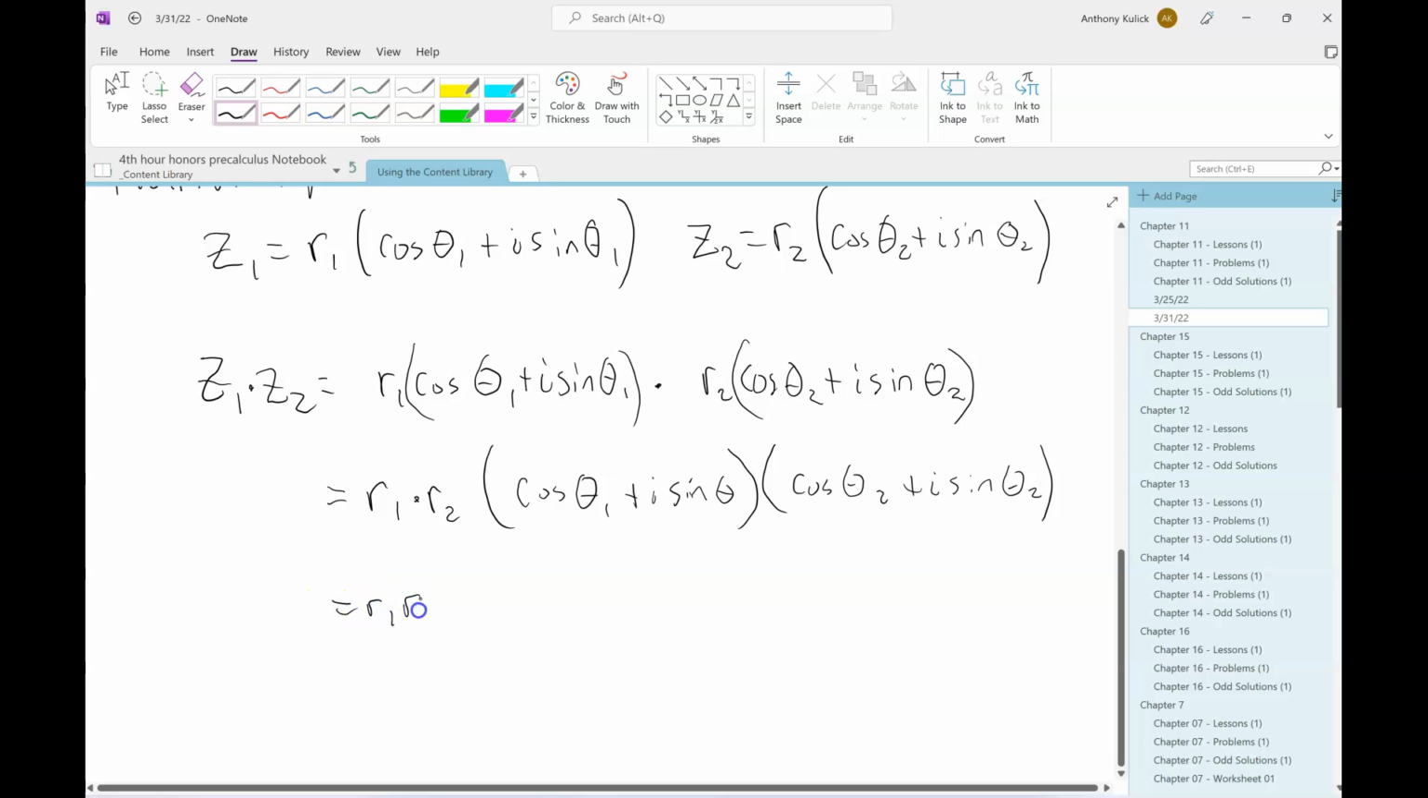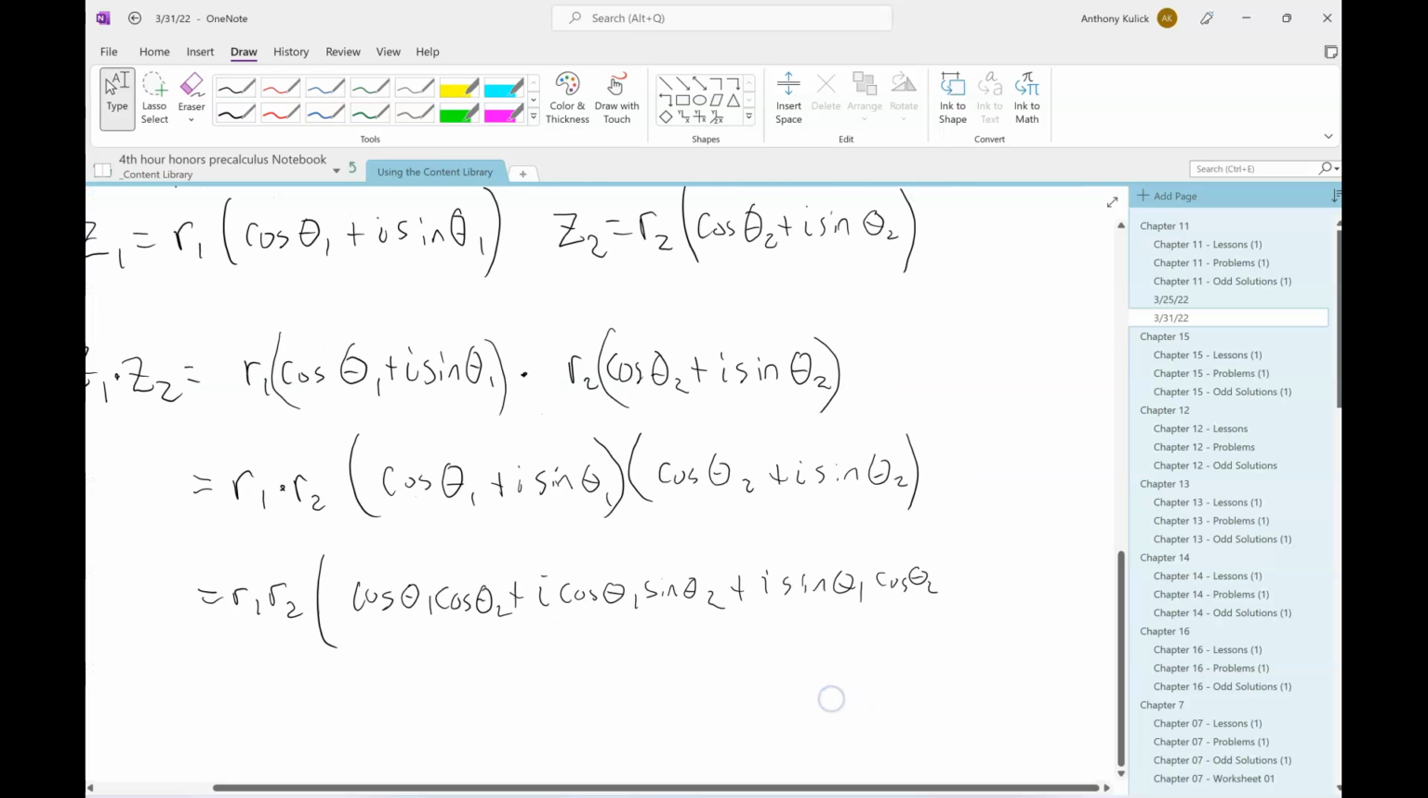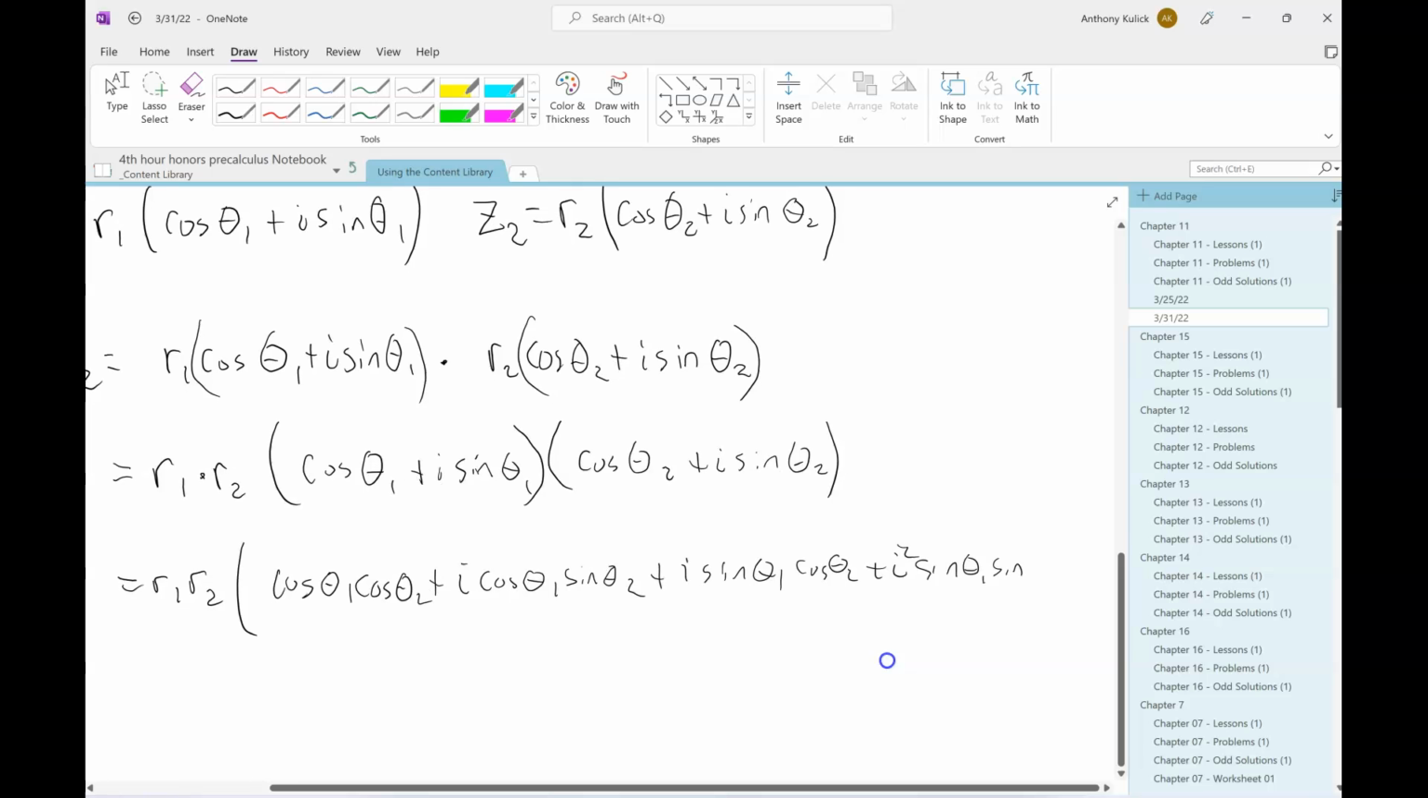Okay. So I have cosine theta 1 times cosine theta 2, plus i cosine theta 1 times sine theta 2, plus i sine theta 1 cosine theta 2, then plus i squared sine theta 1 times sine theta 2.